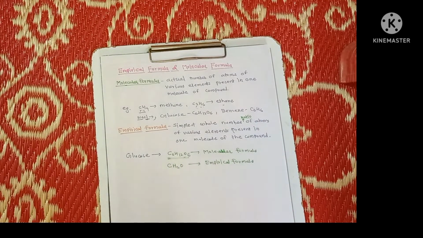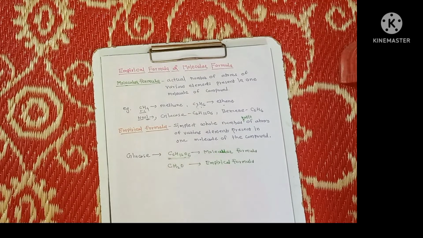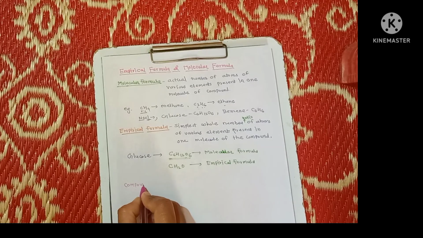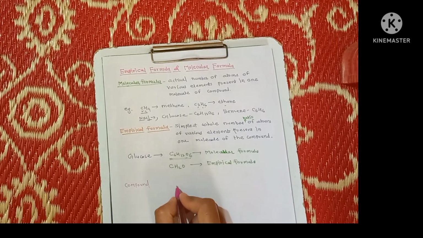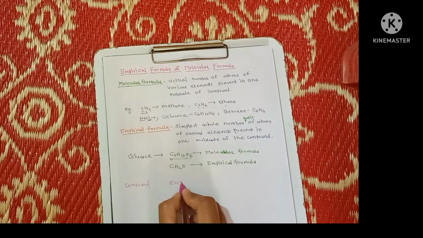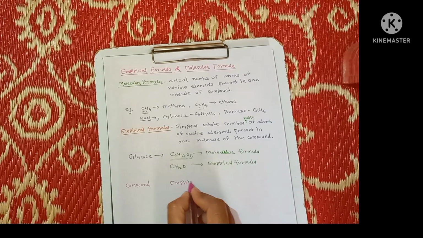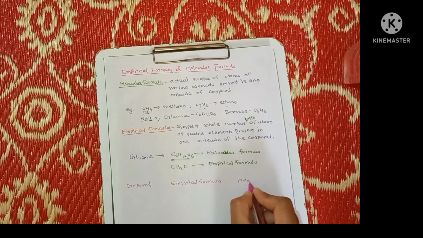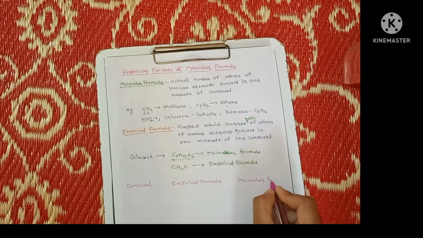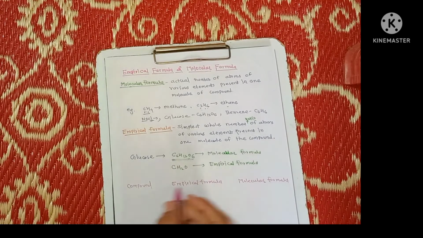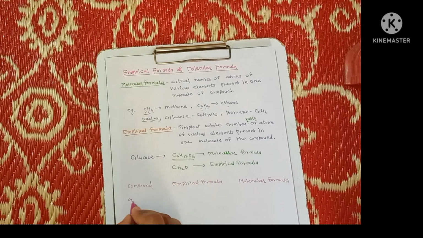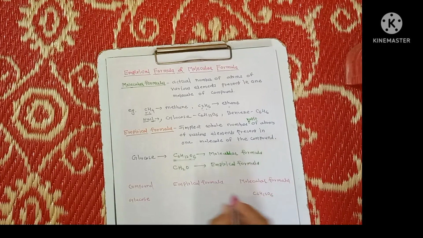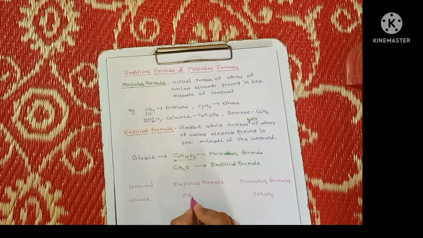Okay, we make one table for this, giving a number of examples also. That is the compound, their empirical formula, and here the molecular formula. Suppose one well-known example is glucose. What is the molecular formula of glucose? C6H12O6. Then the empirical formula of glucose is CH2O.